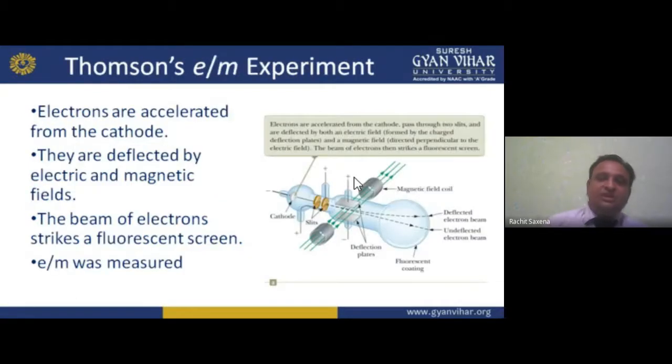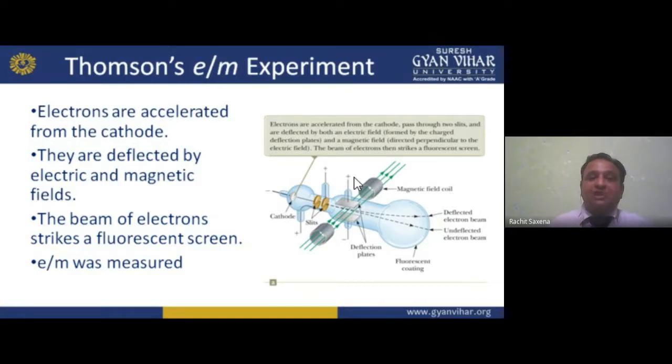Now, Thomson's e by m experiment, with electrical and magnetic fields, basically helps you understand how the experiment was done in ancient times. That was done by Thomson.